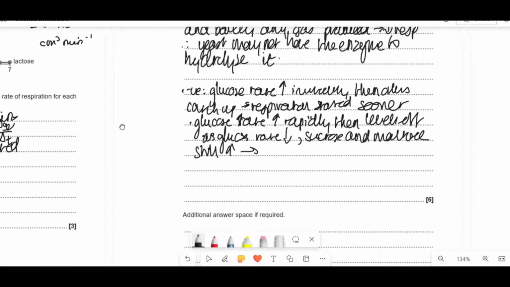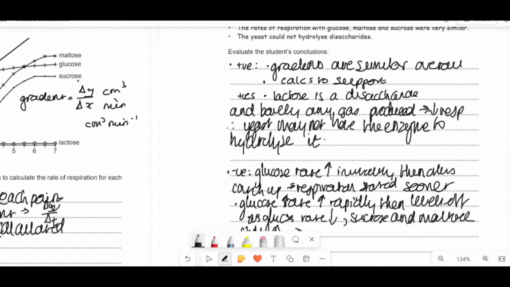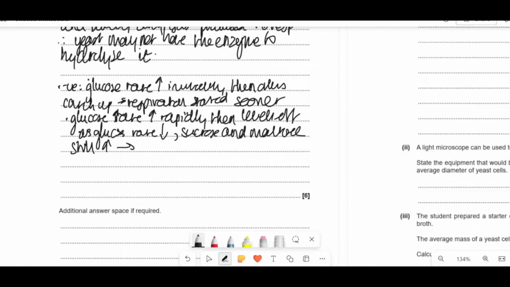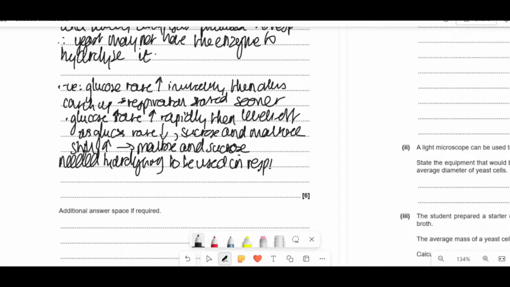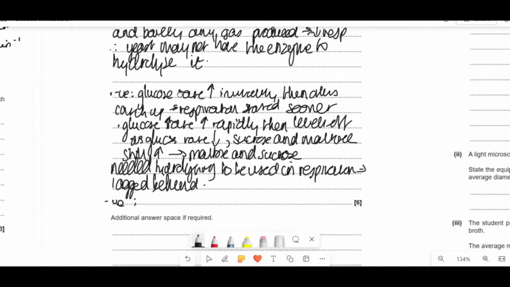So what must have happened is, remember, glucose versus sucrose and maltose, disaccharides. The only thing I can think of is that we can only use glucose in respiration, so they must be hydrolyzed first. So that means that maltose and sucrose needed hydrolyzing to be used in respiration, so they lagged behind. So that's a limitation of the first point. Do it one by one.